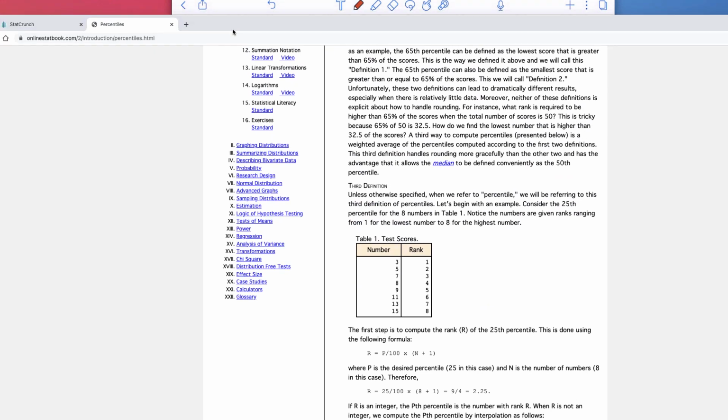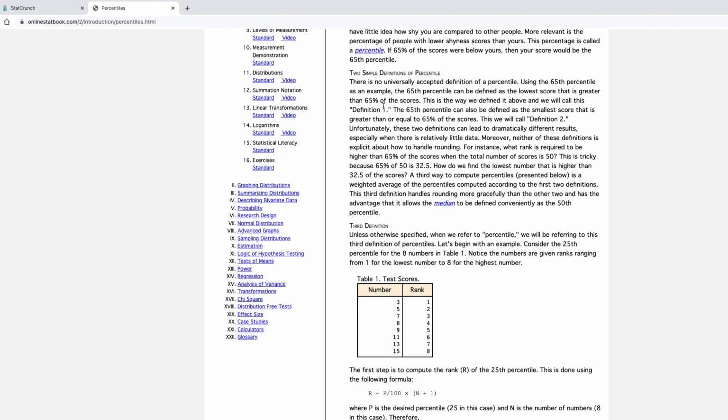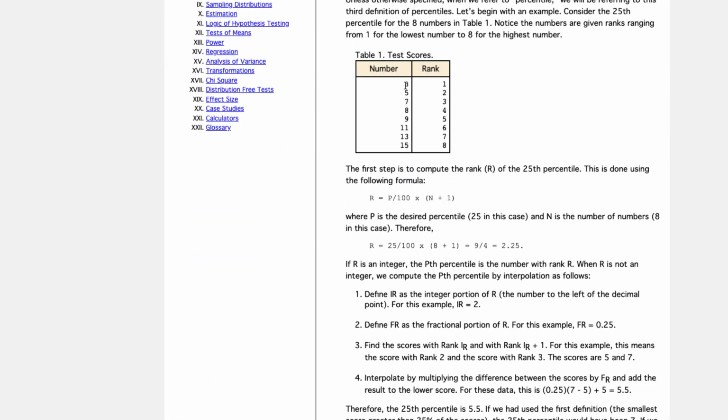Let's look at this article here that I have from an online stat book. It actually shows an example of some test scores. They rank them, and they have numbers 3 through 15. And it's defined here as P, which is our K, divided by 100 times not only n, but n plus 1. And so then we get this 2.25, and they go ahead and try to find out what that 0.25 is. So between 2 and 3 is 7 and 5.